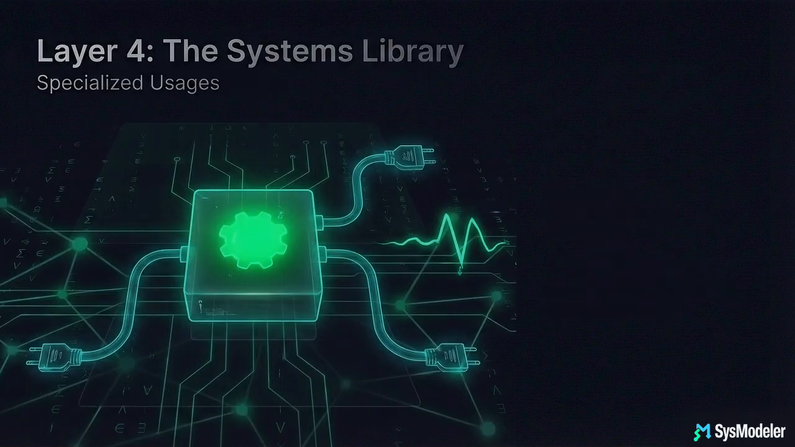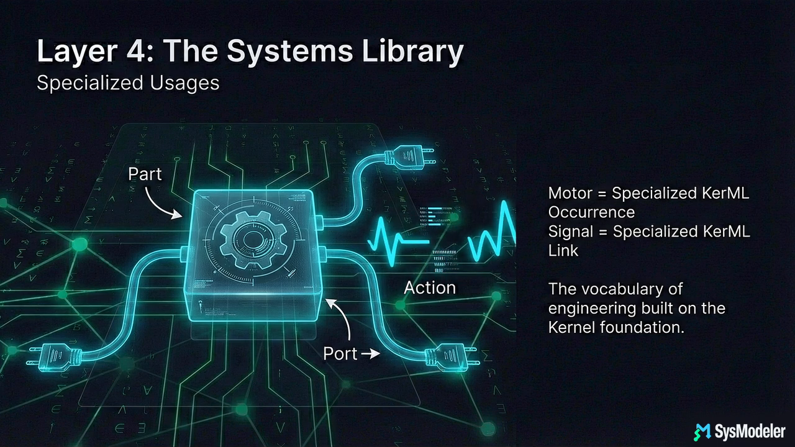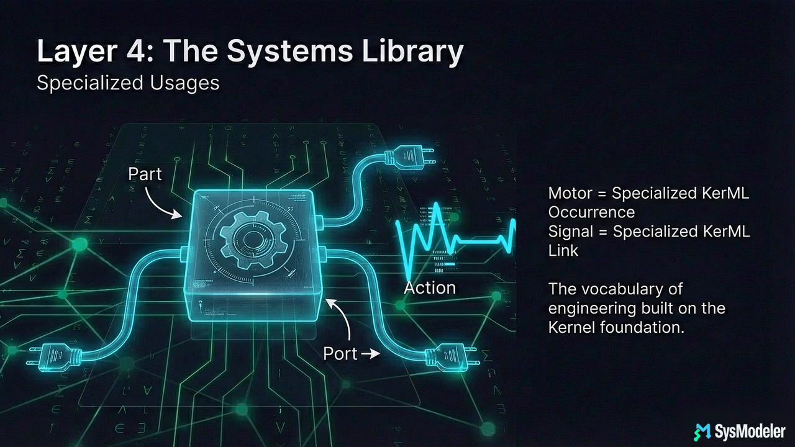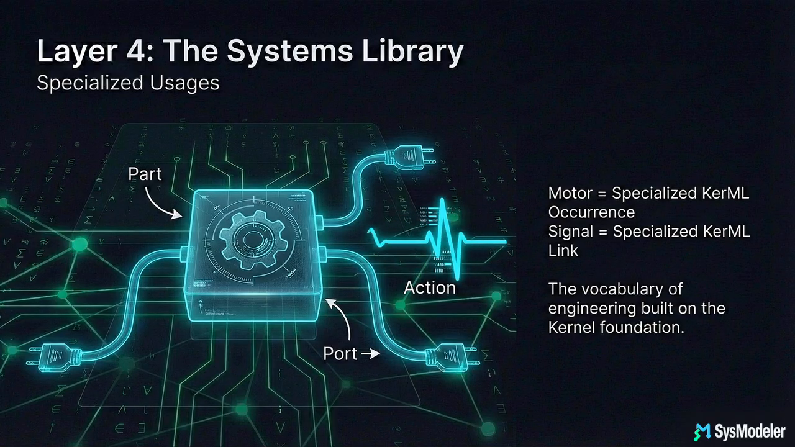The SysML V2 extension, or the systems library. This sits on top of KerML. This is where SysML V2 lives. It defines the specific libraries we use, such as part, port, action, and requirement, as specialized usages of the KerML kernel. For example, a motor modeled as a part is a specialized KerML occurrence with systems meaning. A signal connection modeled as a connection is a specialized KerML link, and a control algorithm modeled as an action is a specialized KerML occurrence. The systems library simply provides systems engineering vocabulary on top of KerML's generic concepts.